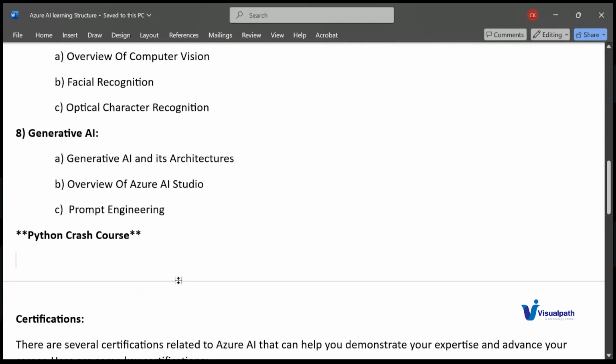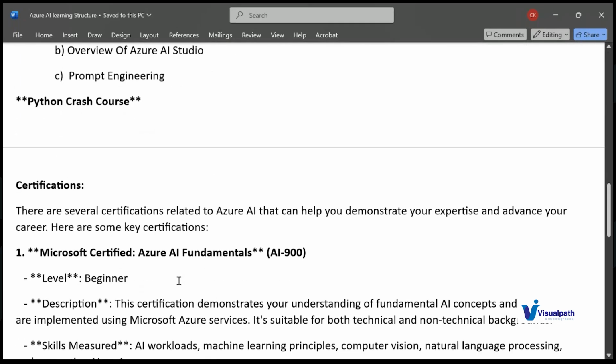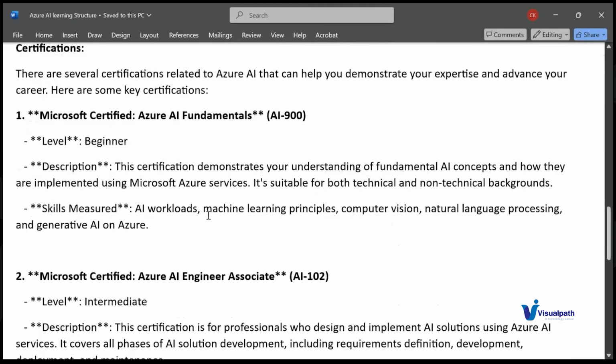And we have some certifications as well in terms of Azure AI. So by taking the course, you'll be able to crack these certifications. So the first certification is Azure AI Fundamentals, also called AI 900, which is only for beginners. This certification mainly covers the fundamental AI concepts and how we can implement them using Microsoft Azure services. So it is suitable for both technical and non-technical backgrounds.